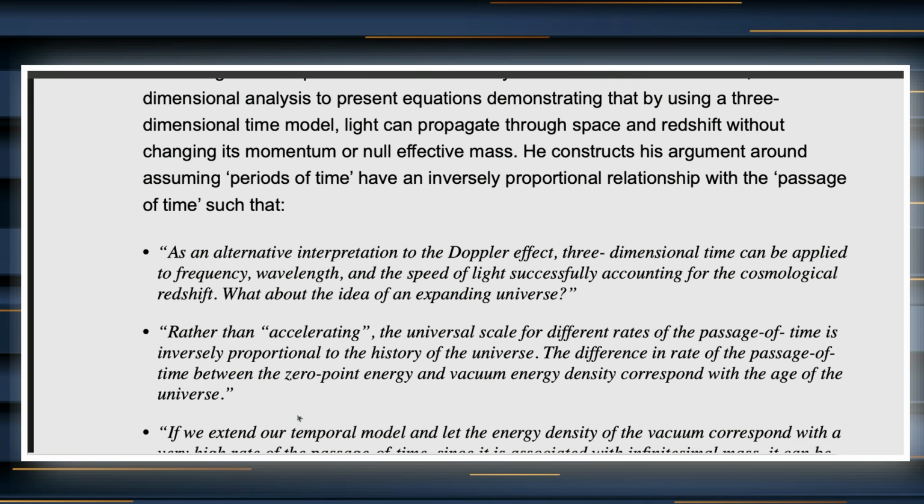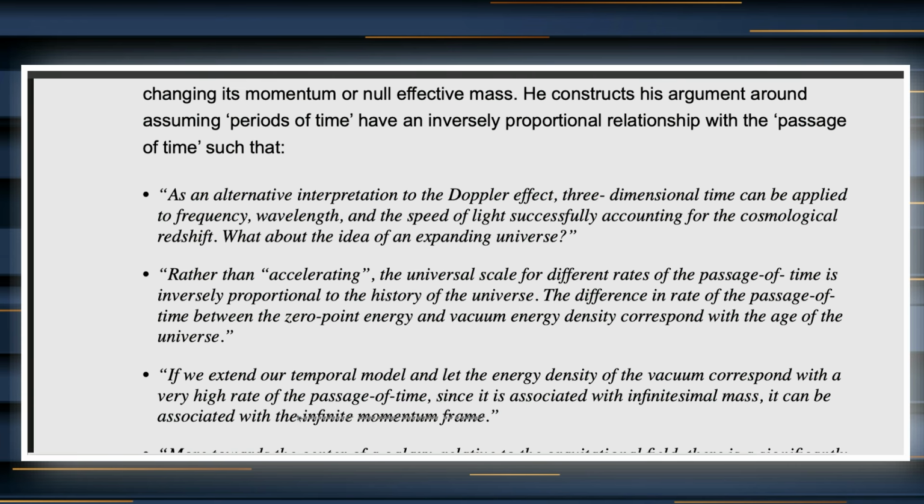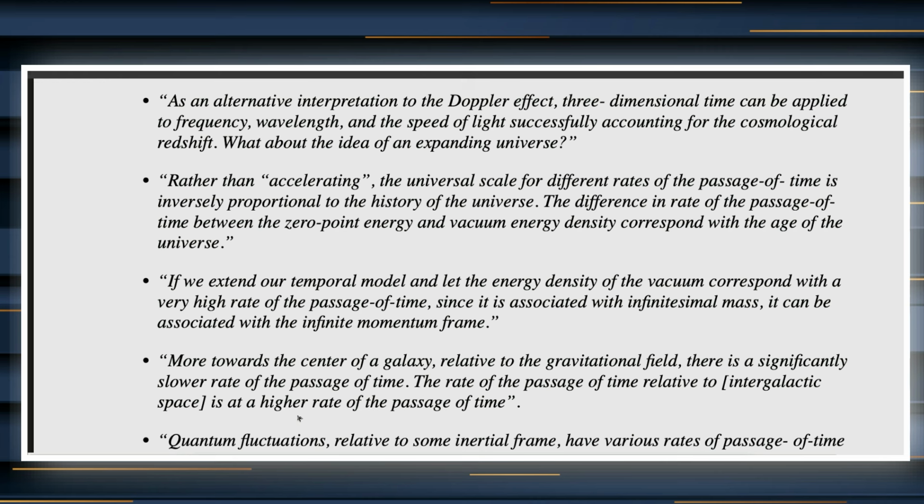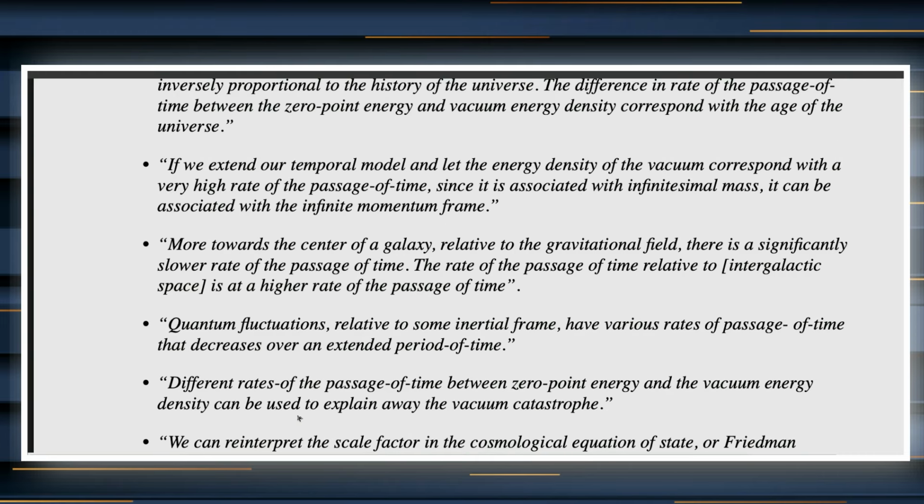What about the idea of an expanding universe? Rather than accelerating, the universal scale for different rates of the passage of time is inversely proportional to the history of the universe. The difference in rate of the passage of time between the 0-point energy and the vacuum energy density corresponds with the age of the universe. If we extend our temporal model and let the energy density of the vacuum correspond with a very high rate of the passage of time, since it is associated with infinitesimal mass, it can be associated with the infinite momentum frame. More towards the center of a galaxy, relative to the gravitational field, there is a significantly slower rate of the passage of time. The rate of the passage of time relative to intergalactic space is at a higher rate of the passage of time.